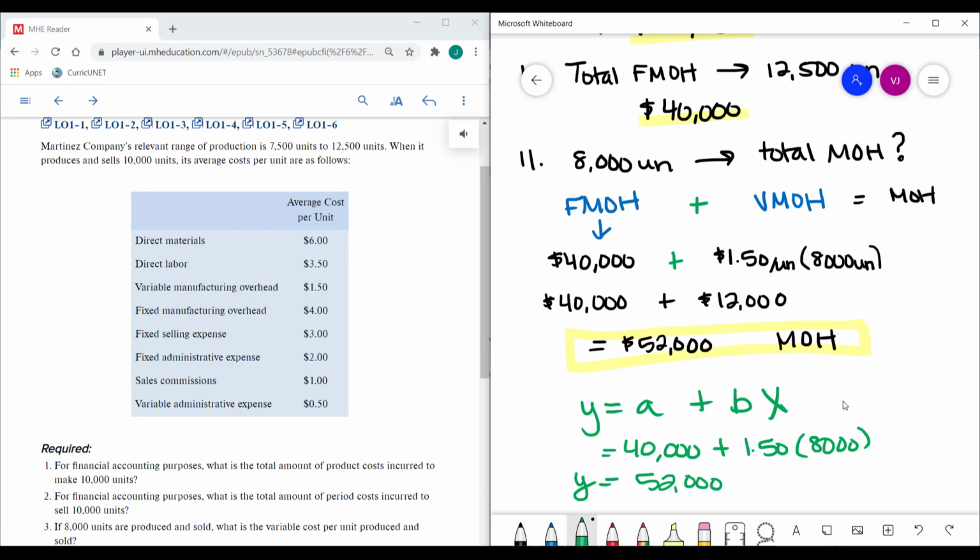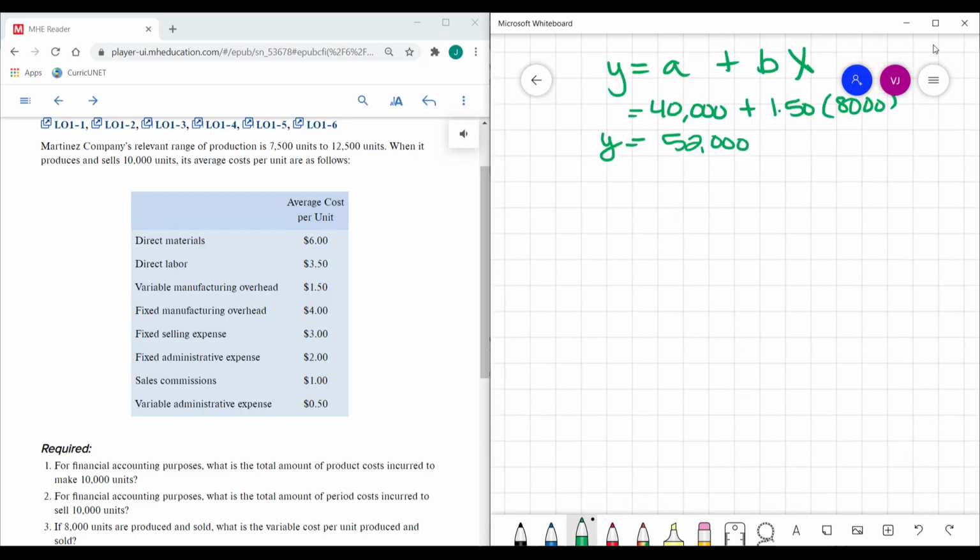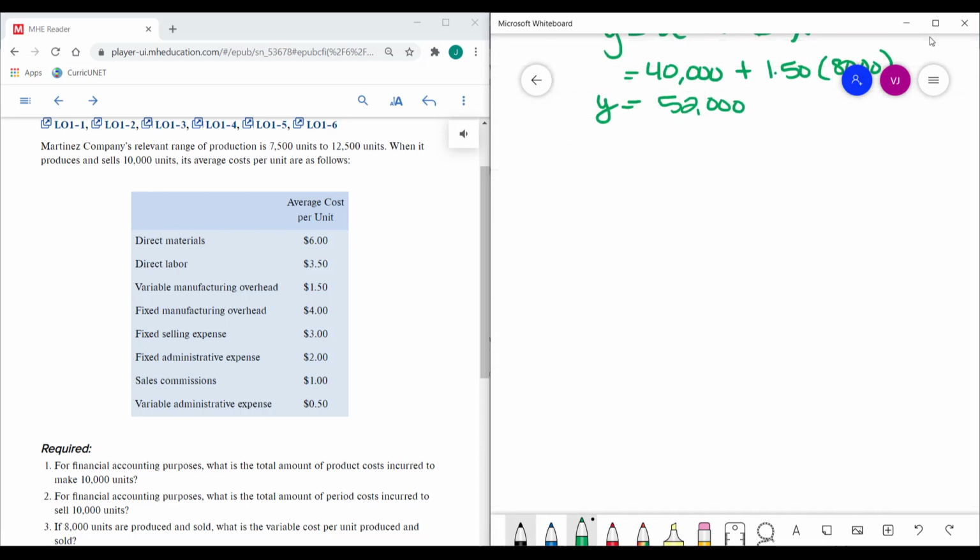So when they ask what's the total manufacturing overhead, we know it's made up of total fixed overhead and total variable overhead to give us that overall amount. All right, very good, and we'll move on to number 12.